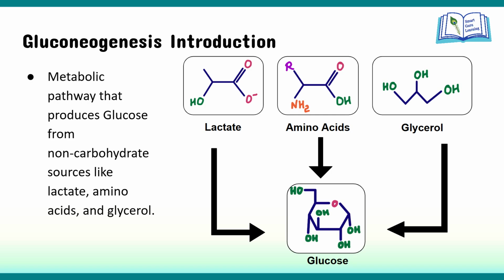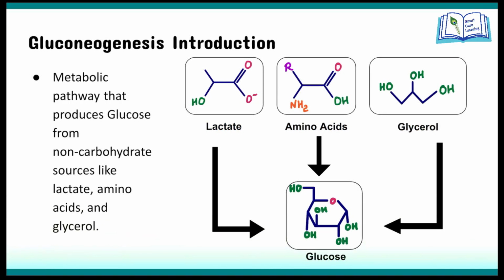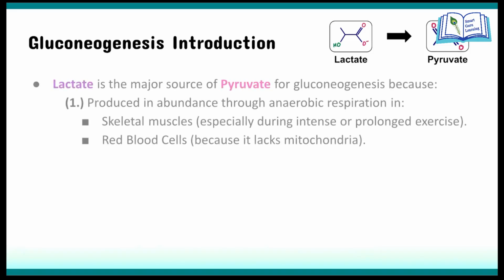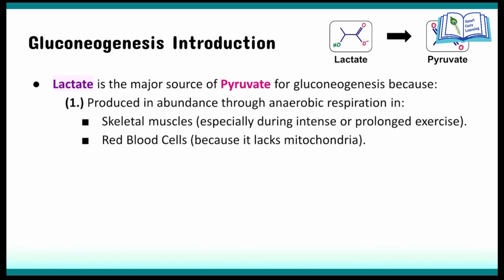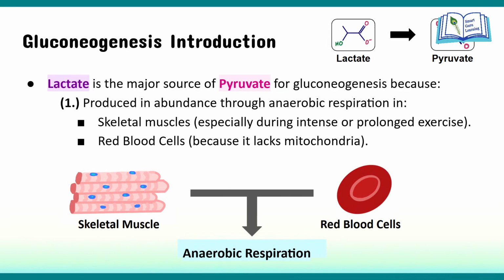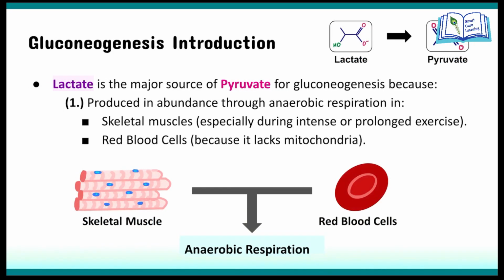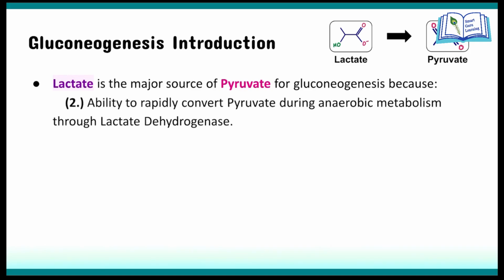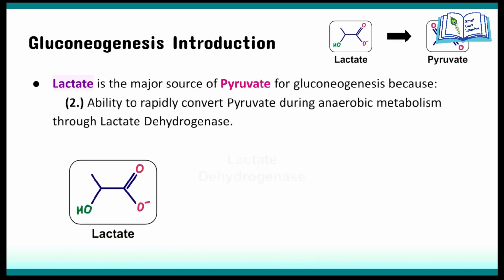For instance, lactate is converted to pyruvate through the Cori cycle, which we will discuss in another video. Lactate is the major source of pyruvate for gluconeogenesis because, 1. It is produced in abundance through anaerobic respiration of skeletal muscles, especially during exercise, and by red blood cells because they lack mitochondria, because of which aerobic respiration is not possible. 2. Lactate has the ability to rapidly convert to pyruvate during anaerobic metabolism through lactate dehydrogenase.